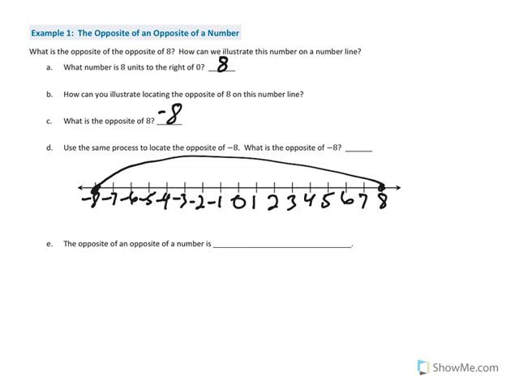Now what if we had to do the same process to find the opposite of -8? So go back from -8 to positive 8. To find the opposite of -8, it's positive 8 right here. So using the same process to locate the opposite of -8, what's the opposite of -8? That's positive 8. Notice now that these two numbers here are the same.